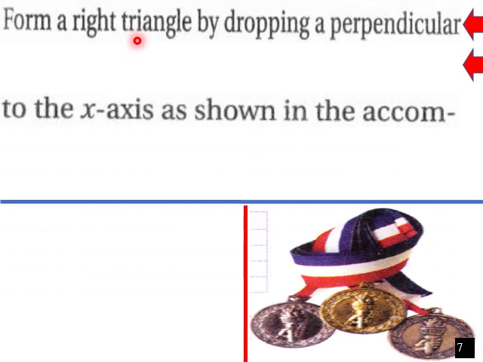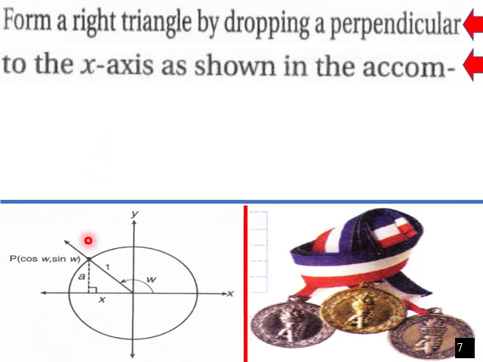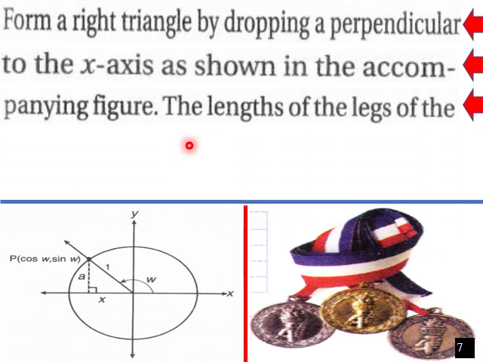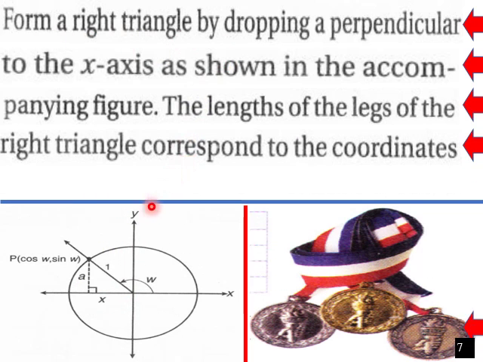Form a right triangle by dropping a perpendicular to the x-axis. So we saw this in the last slide. To the x-axis is shown in the accompanying figure. This is kind of a diagram of the problem. The lengths of the legs of the right triangle correspond to the coordinates of point P, which is here, which is cosine W, sine W.